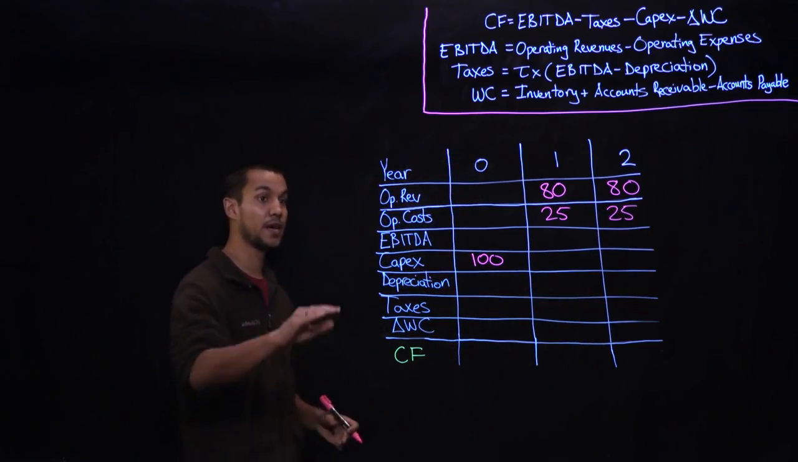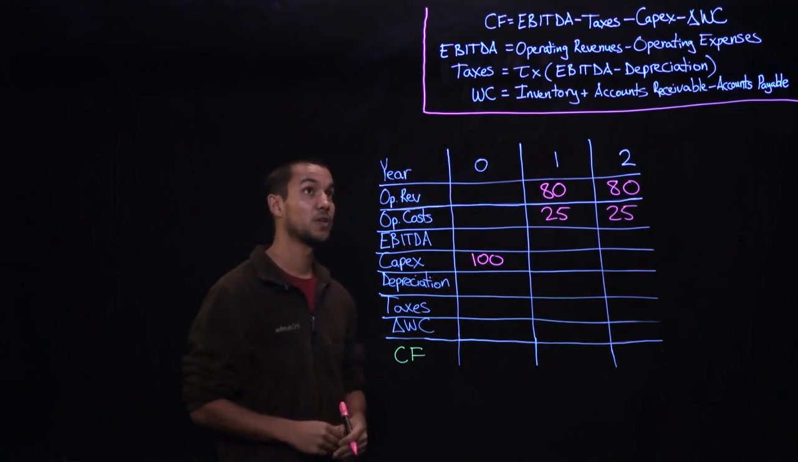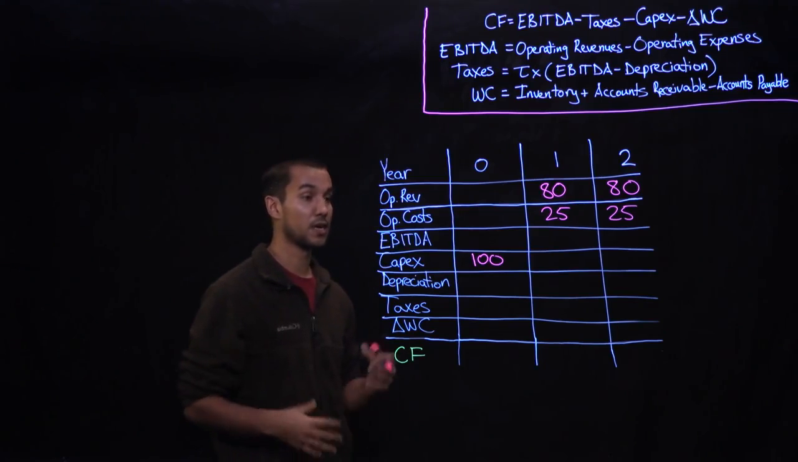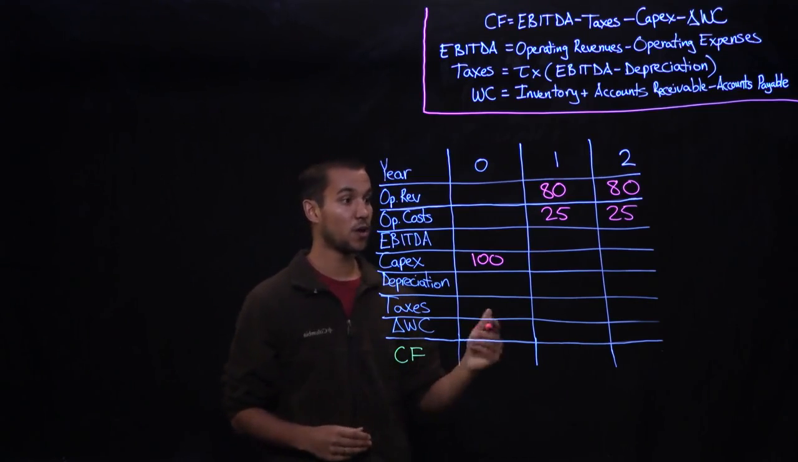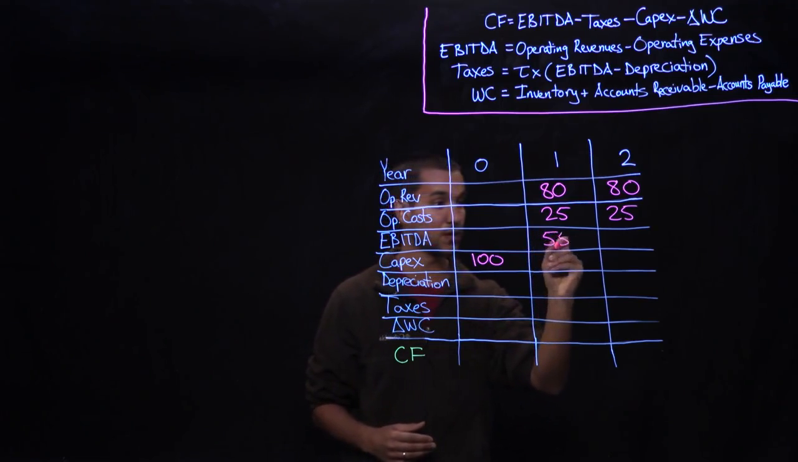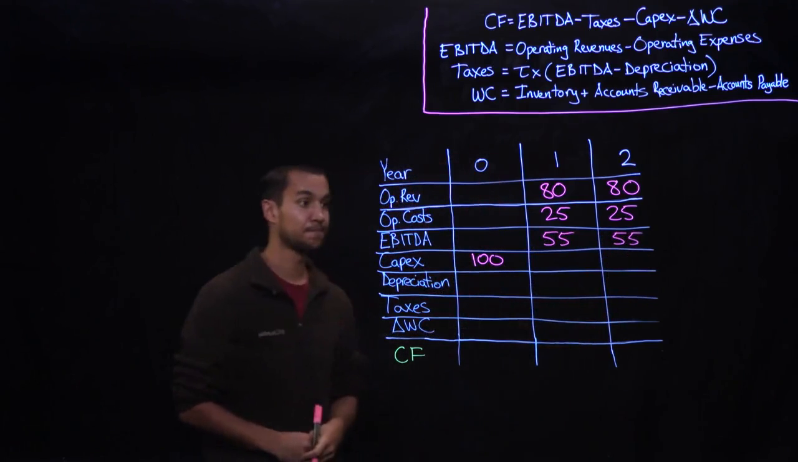And so at this point now, because we have the operating revenues and operating expenses, we can use our formula to calculate the EBITDA, the accounting or operating income in each year. So in year 1, our operating income, or EBITDA, is going to be $55 million. And in year 2, it's also going to be $55 million.